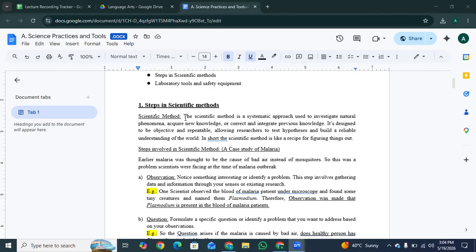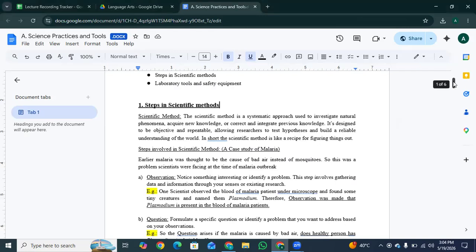As I have told you, think of the scientific method as a step-by-step recipe for figuring things out. It is a reliable, repeatable way for scientists to look at the world, test ideas, and find out the truth. Okay? So, the steps involved in the scientific method.